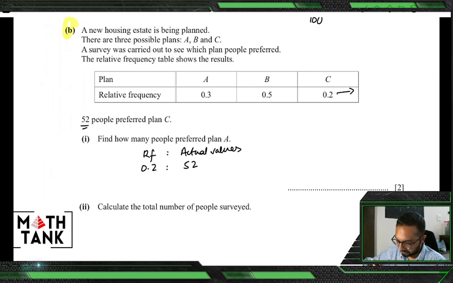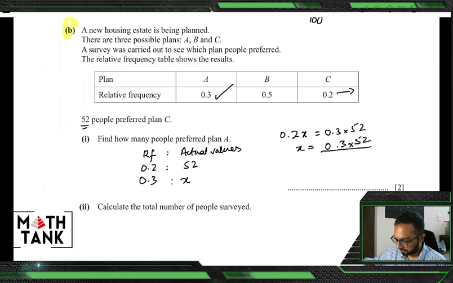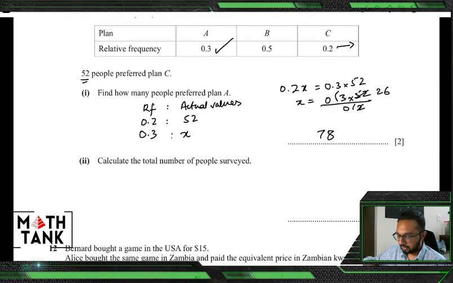If the relative frequency is 0.3, that's for category A. How much is the actual value? I'm going to say that 0.2x equals 0.3 times 52. Removing the decimal, 2 times 26. So what's 3 times 26? That is 78.